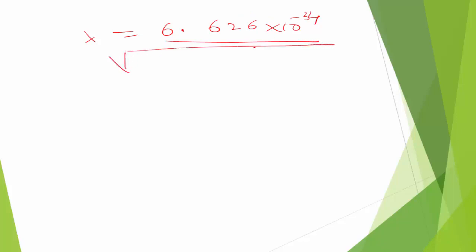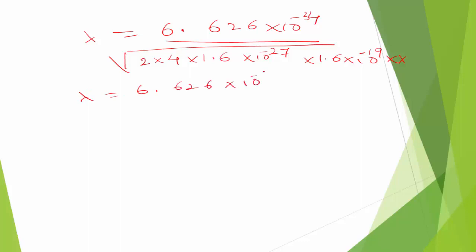When you are substituting the values, lambda is equal to 6.626 into 10 to the power of minus 34 divided by root of 2 into 4 into 1.6 into 10 to the power of minus 27 into 1.6 into 10 to the power of minus 19 into v. Here you get lambda is equal to 6.626 into 10 to the power of minus 34 divided by, here take this value outside, that is 1.6.